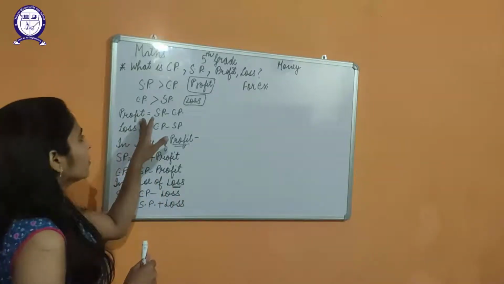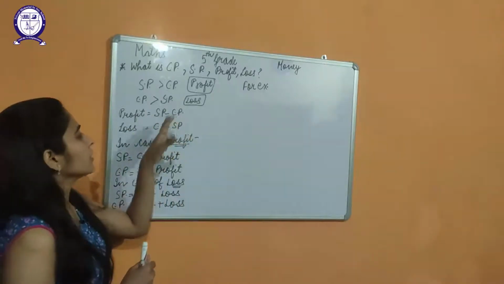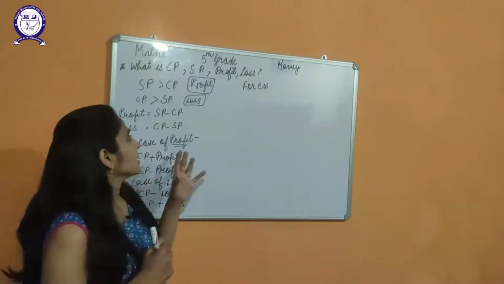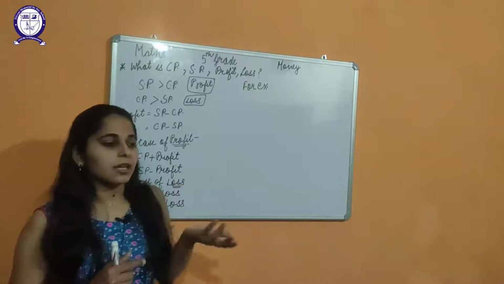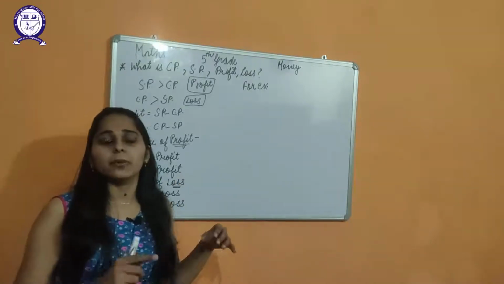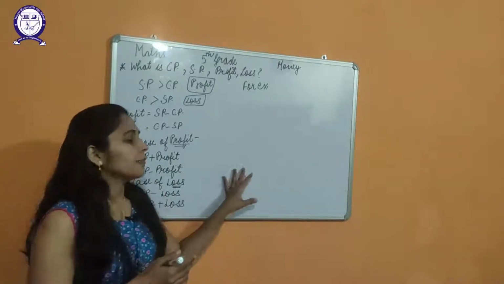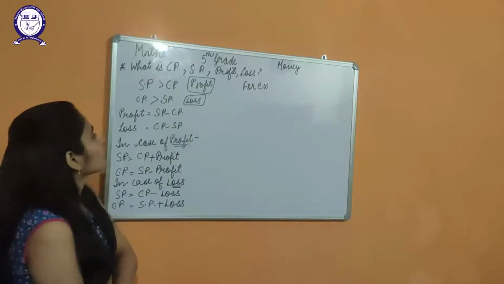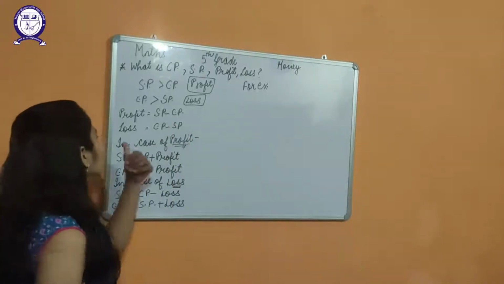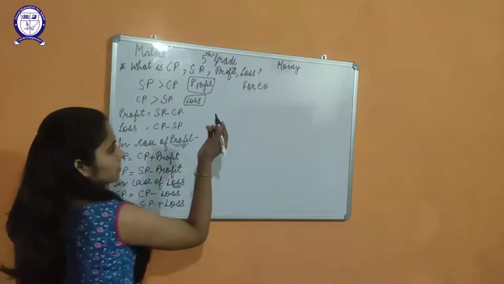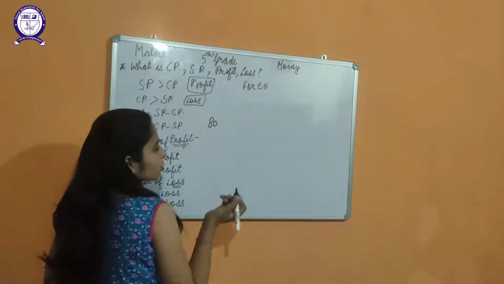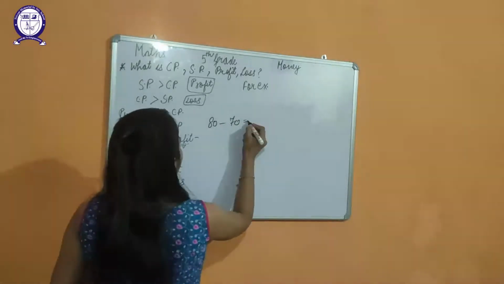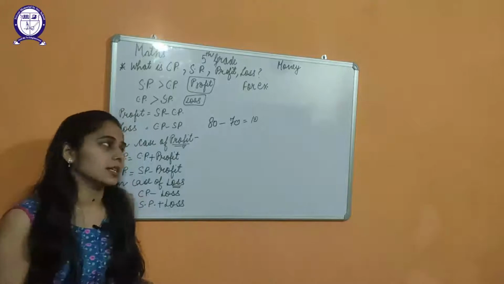Now, profit. To find the profit, what we do is SP minus CP, which means we subtract the cost price from the selling price. Like for the vegetable vendor, we took the example of 50 minus 40. 50 is the selling price and 40 was the cost price. So that difference of 10 rupees is the profit. In the case of loss, you bought that pair of socks at 80 rupees and sold it at 70 rupees. In that case, CP minus SP, and a loss of 10 rupees occurs to you.